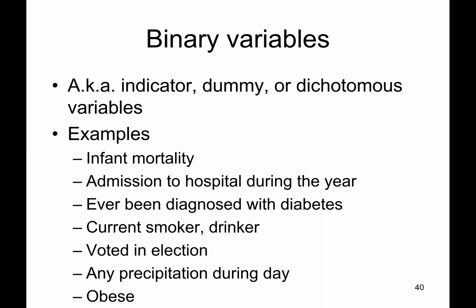Or these other examples too. Did you vote in the election or not? That's a 0 or 1 variable. Binary variables, these 0, 1 variables, have some helpful properties when we want to do regression modeling, and they come up from time to time.